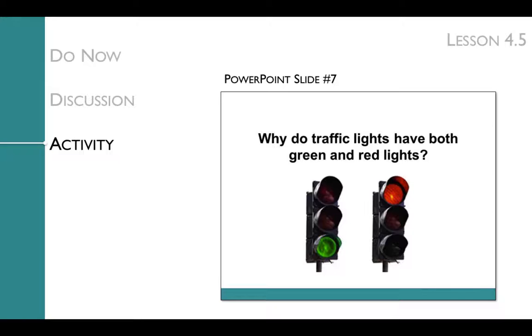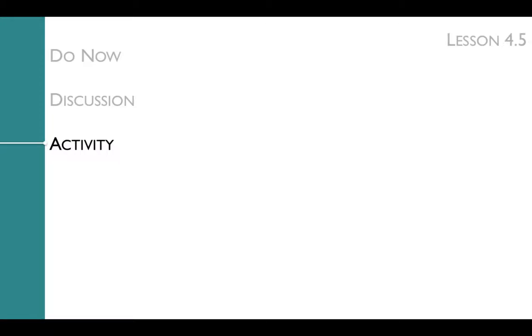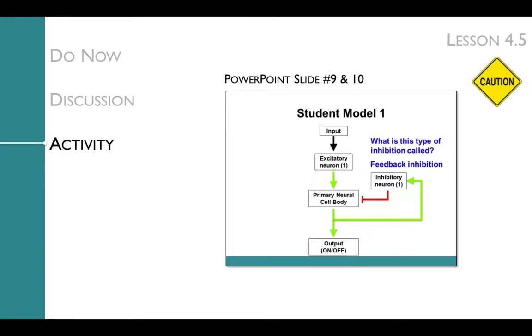The models use red and green as symbols for inhibitory and excitatory synapses. But unlike traffic lights that have both green and red lights, we'll be talking about synapses, which will either be inhibitory, like red lights to slow down activity, or excitatory, like green lights to speed up activity. The activity then continues with two student models to demonstrate how neural circuits use a combination of excitatory and inhibitory connections to control their output.